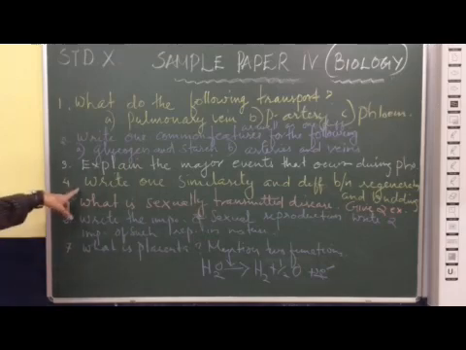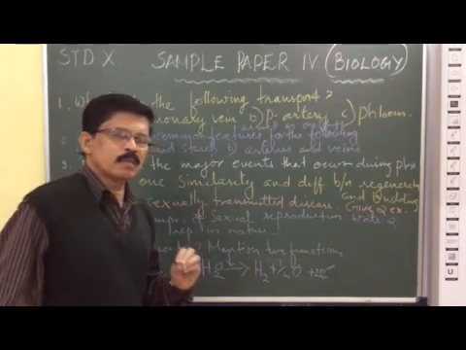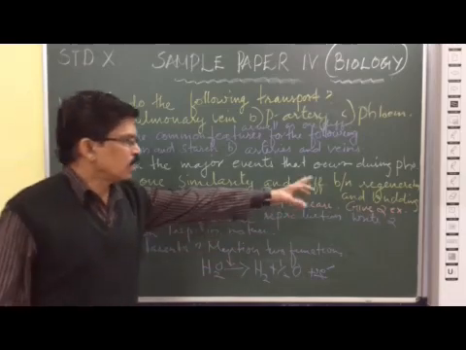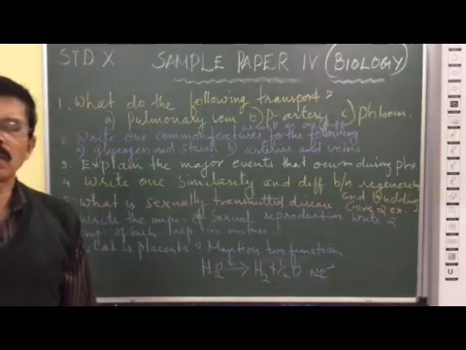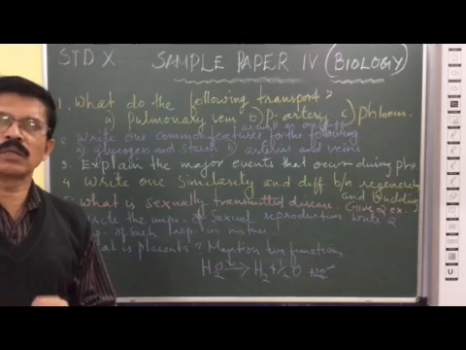Now the fourth question: write one similarity and one difference between regeneration and budding. Regeneration and budding are asexual methods of reproduction, in which the organisms formed are genetically identical to the parents. Both are involved in the production of offspring which are genetically similar to their parents.